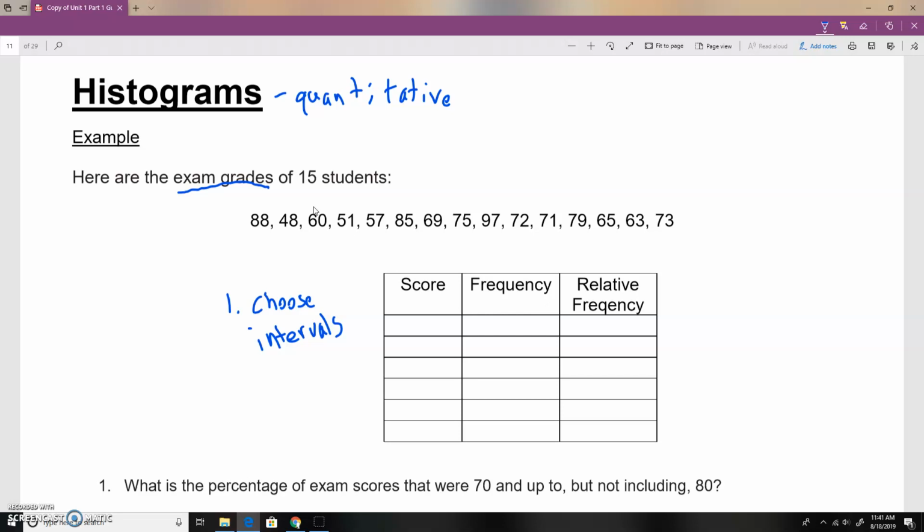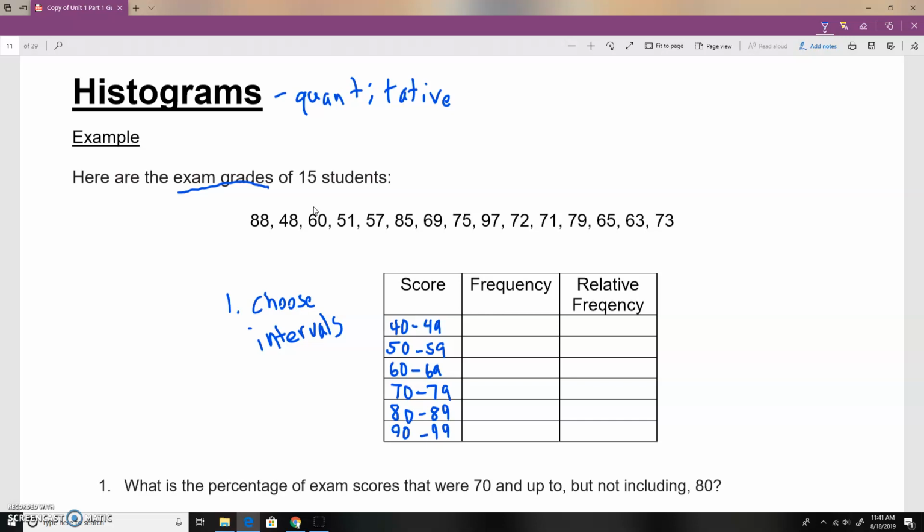Now, notice all of our data is two-digit numbers. Being that it's just two-digit numbers, I'm going to choose to kind of count by tens, if you want to think about it. So my first interval would be my 40s, because my lowest value here is 48. So from 40 to 49. My next one would be from 50 to 59. My next one would be from 60 to 69. Then 70s. Then we would do the 80s. And then we would have our 90s.